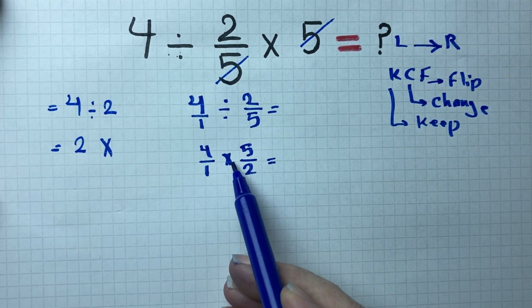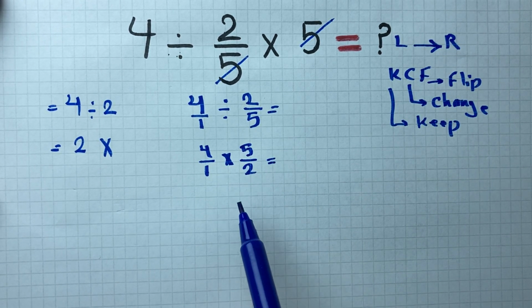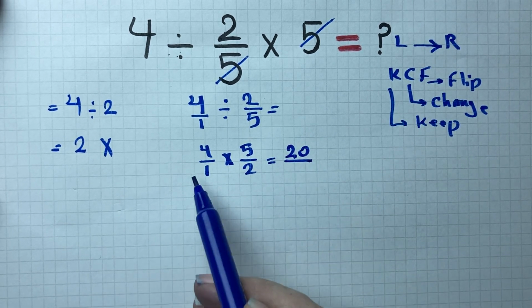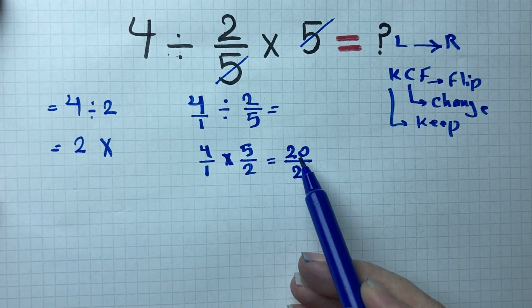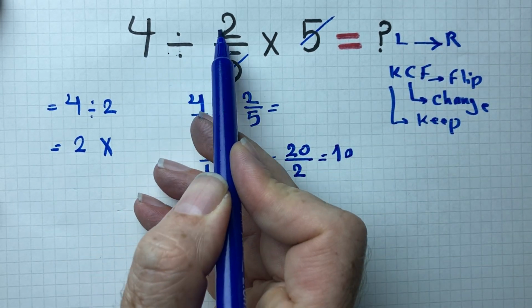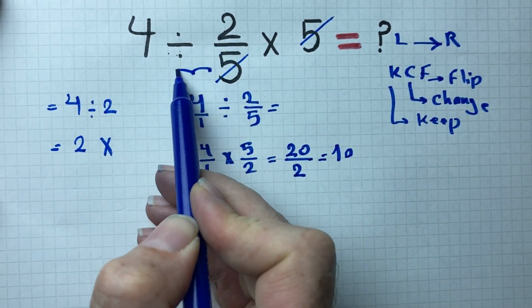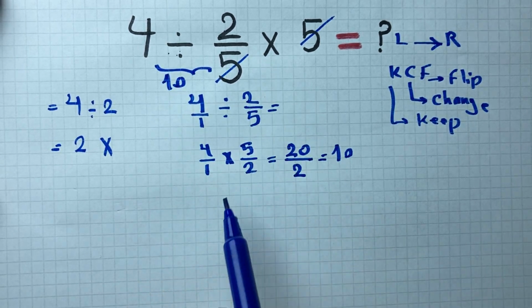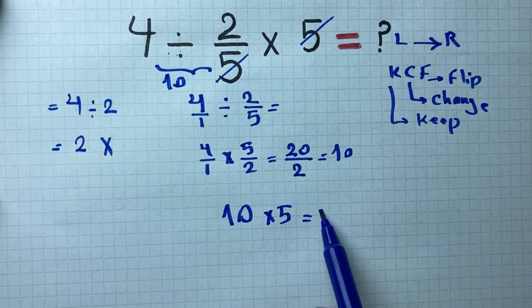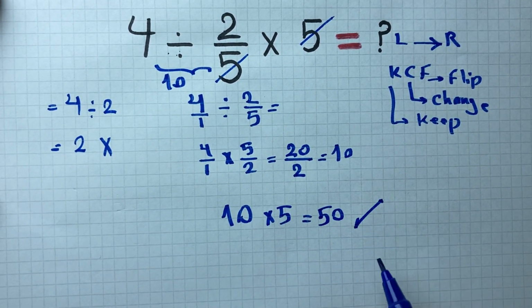Now we have multiplication of two fractions, so it is going to be 4 times 5, 20, then 1 times 2, 2. As you know, 20 divided by 2 is 10. So 4 divided by 2 over 5 is 10. Next, 10 times 5. As you know, 10 times 5 is 50. And 50 is your answer.